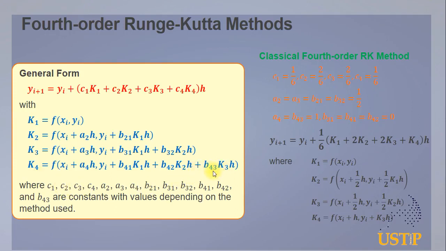K4 and K3, so we have B43. Those constants C1, C2, C3, C4, A2, A3, A4, B21, B31, B32, B41, B42, and B43 depend on the methods used, no? So, for classical fourth order RK methods, C1 is equal to 1 over 6, same gyapon sa atong third order.